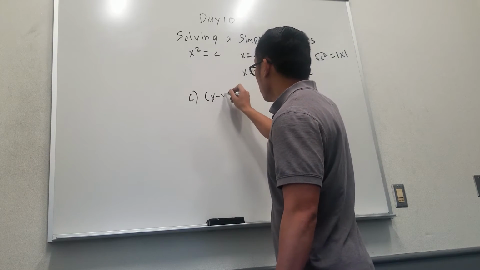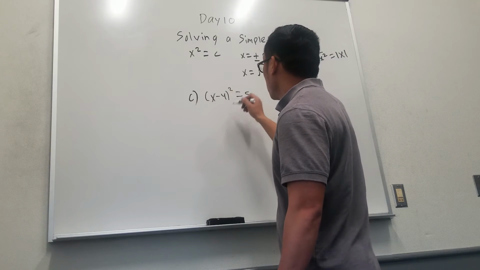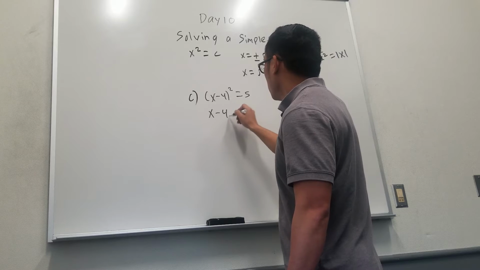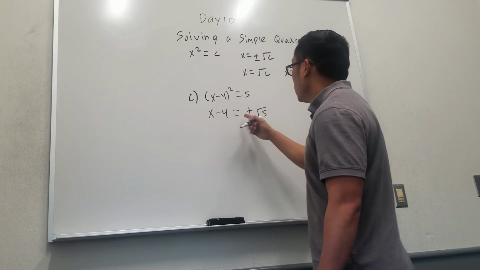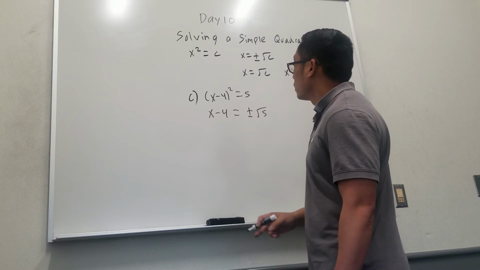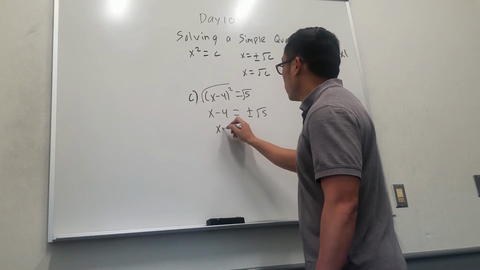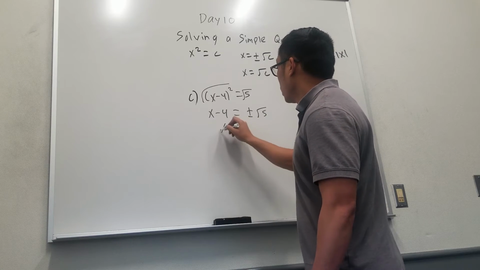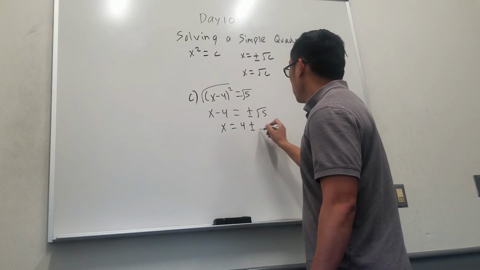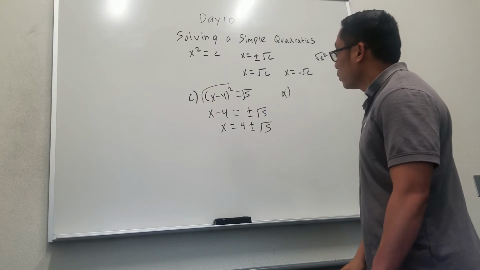x minus 4 squared is equal to 5. Now, taking the square root of both sides, you have x minus 4 equals plus or minus square root of 5, right? Applying that idea, just getting rid of the square, right? Now this is x minus 4. x is equal to 4 plus or minus root 5. That's it. D. So hope that makes sense.